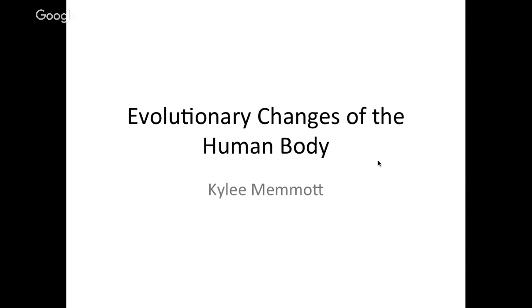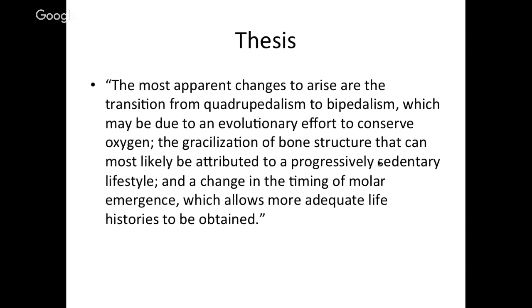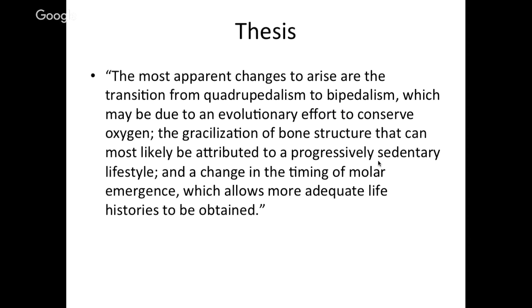So my thesis for this paper was that the most apparent evolutionary changes in the human body to arise are the transition from quadrupedalism to bipedalism, which may be due to an evolutionary effort to conserve oxygen, the gracilization of bone structure that can most likely be attributed to a progressively sedentary lifestyle, and a change in the timing of molar emergence, which allows for more adequate life histories to be obtained.